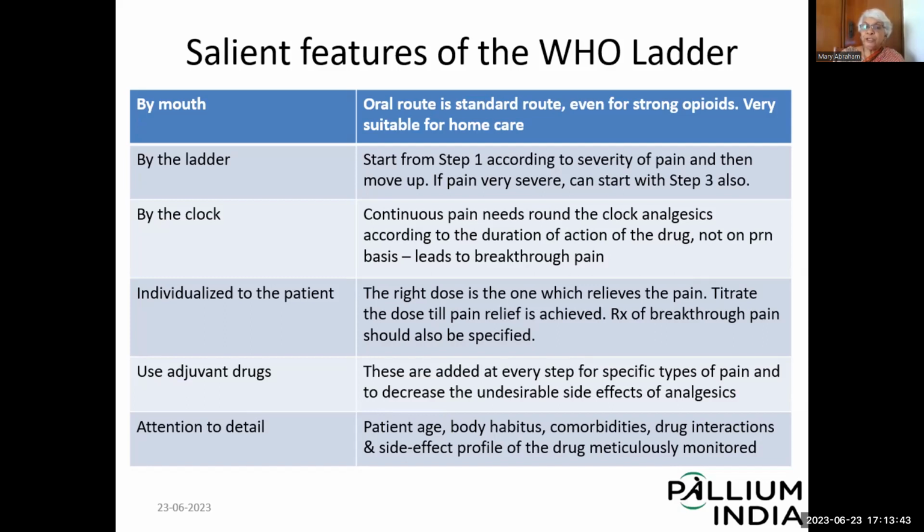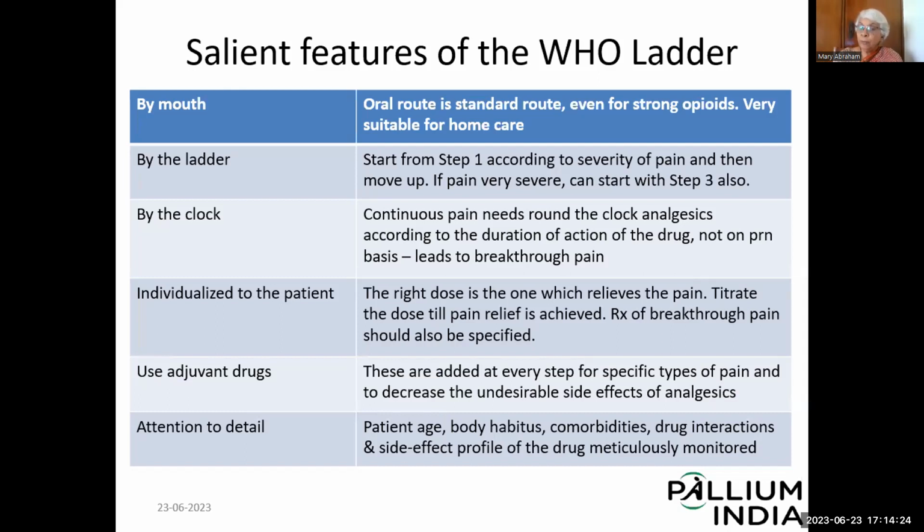Then there is the use of adjuvant drugs at every step of the ladder. So I'll be talking about it in the latter part of my presentation, in which why do you give adjuvant drugs? So that I will talk about later. And an important thing is attention to detail. So we should take care when we see the patient, what is the age of the patient? Is it an 80-year-old man, or a 5-year-old boy, or a 25-year-old man? Or what is the body weight of the patient? An adult can be 40 kg or he can be 140 kg? Okay, so it all depends upon the body weight of the patient also.